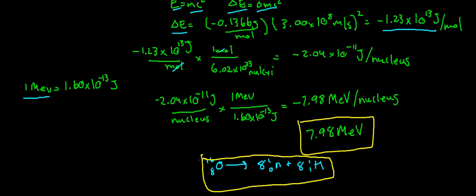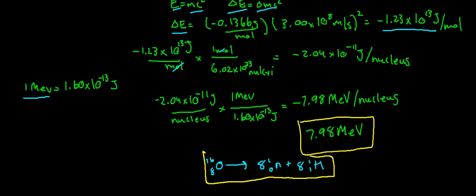It's basically what we just looked at, but going in the opposite direction. Instead of the energy change associated with the formation, this is the amount of energy that's required to break apart a single nucleus of oxygen into its constituent parts, 8 neutrons and 8 protons.